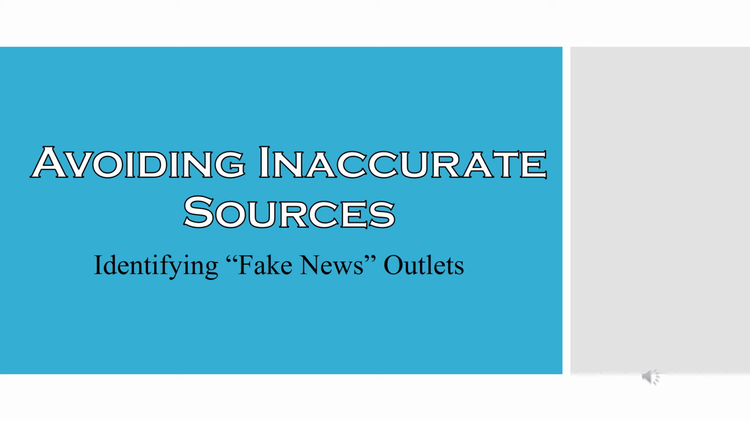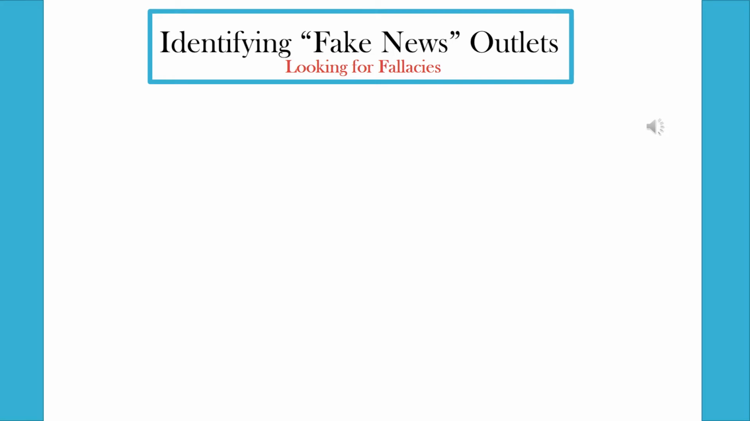Avoiding inaccurate sources. Here are some steps you can take to identify fake news outlets. Fake news is quite common, and it's important to avoid it at all costs when conducting academic research. So how do you know if a source is fake news? Well, one logical way to identify fake news outlets is to look for fallacies. The formal definition of a fallacy is a mistaken belief, especially one based on an unsound argument. Fallacies are unsound, and thus they're non-accurate.